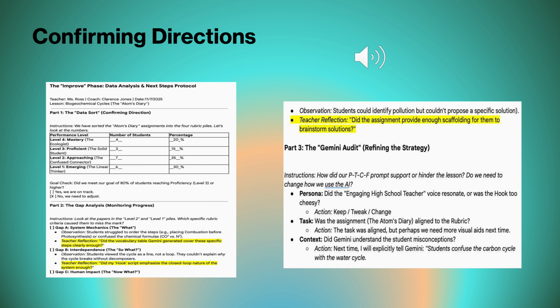The action, I can definitely tell you that the task was aligned, but perhaps we need more visual aids next time. I think because of the sake of this, we didn't have enough time. But overall, had we had that opportunity to work with more visuals, it would have been spot on. And then finally, in terms of context, did Gemini understand the student misconceptions? My action, I would say next time you should explicitly tell Gemini students confuse the carbon cycle with the water cycle, just to make sure that they are on point, or maybe whatever the task is that you notice was the issue.